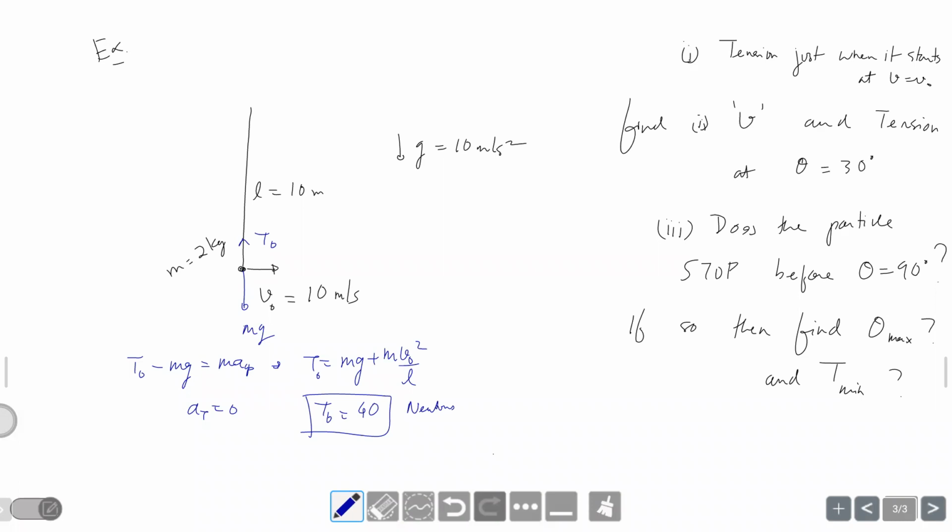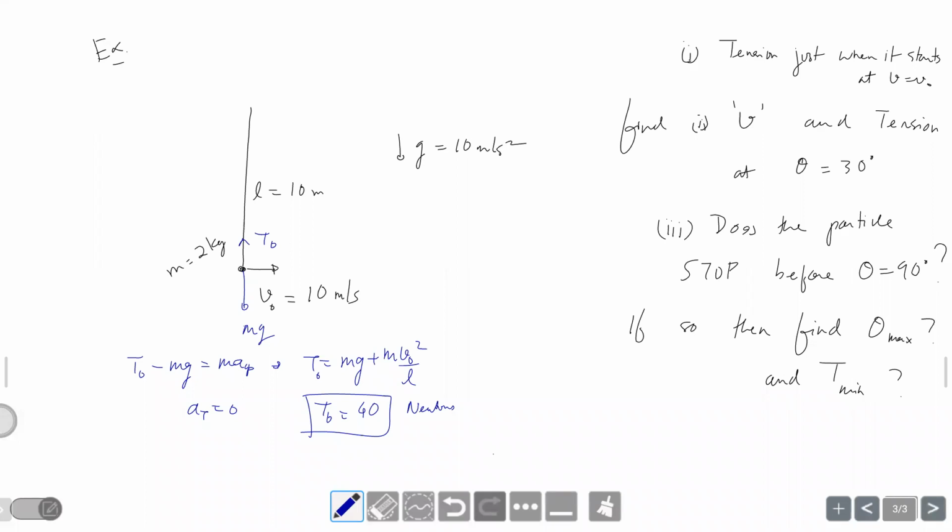But more importantly, you can see the tension is immediately more than whatever speed I gave it. In this case, it's double because I've given the speed like that. If I had given 20 instead, then it would have become 4 times. Sorry, 5 times, because V naught square by L would have become 40. So it depends on how much speed I have, but it has to be greater.